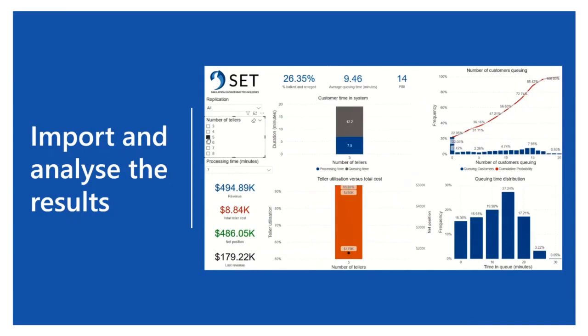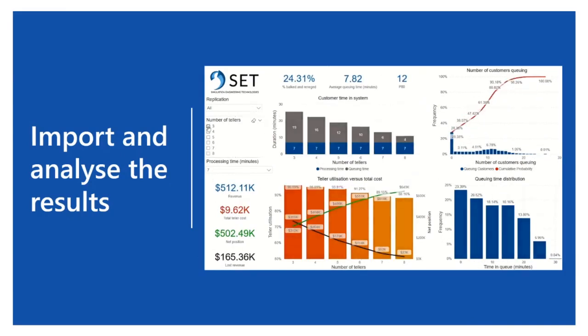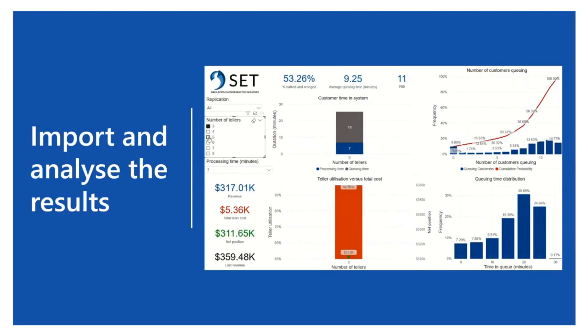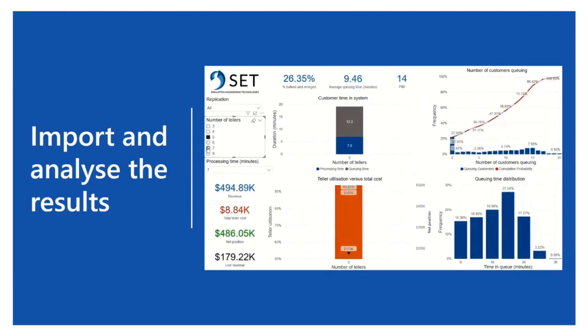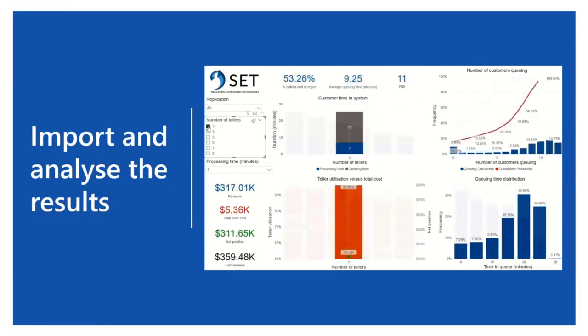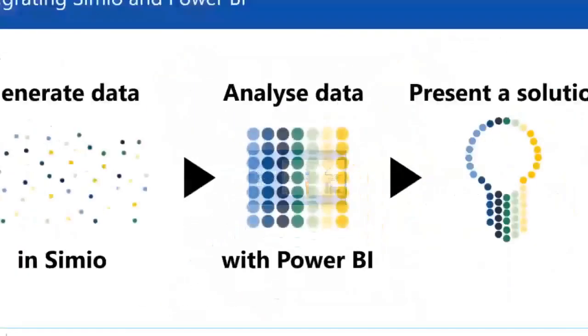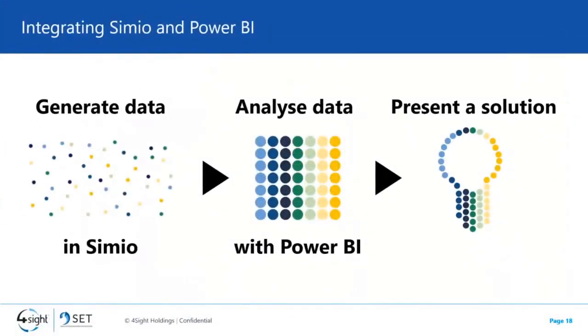We were able to extract so much value relating to cost, seller utilization, queuing times, the probability of a particular number of customers in the queue, and I could go on. But what I'm trying to say is that you are not restricted in terms of what you can have Simio write out and Power BI analyze. Using Simio to generate results and Power BI to analyze those results, we are able to arrive at an appropriate solution.